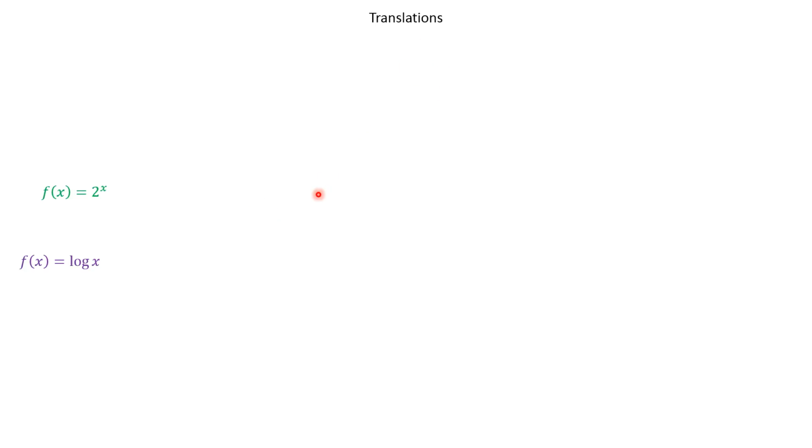So, translations. We have rules, we have horizontal, we have vertical, just like everything else. Horizontal, g of x equals f of x minus h. We're moving h units to the right. Remember, anything we do horizontal is backwards. We're going to the right, but it's minus. And so that makes that number always backwards.